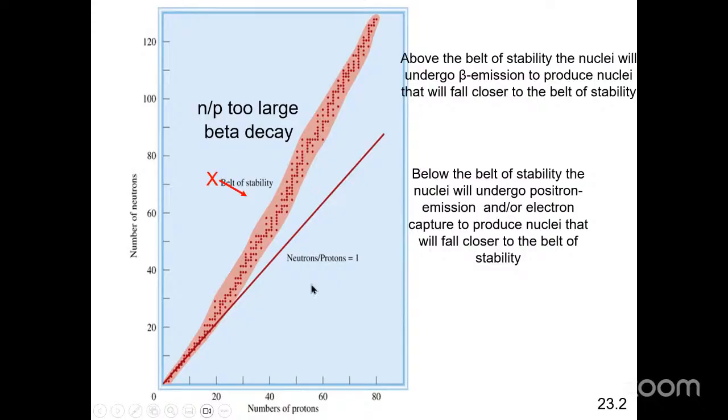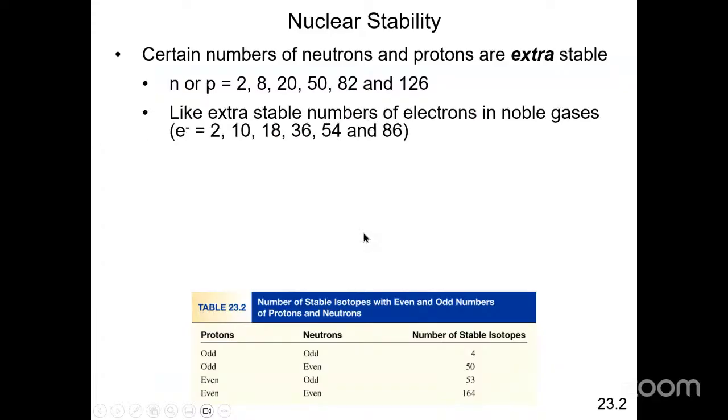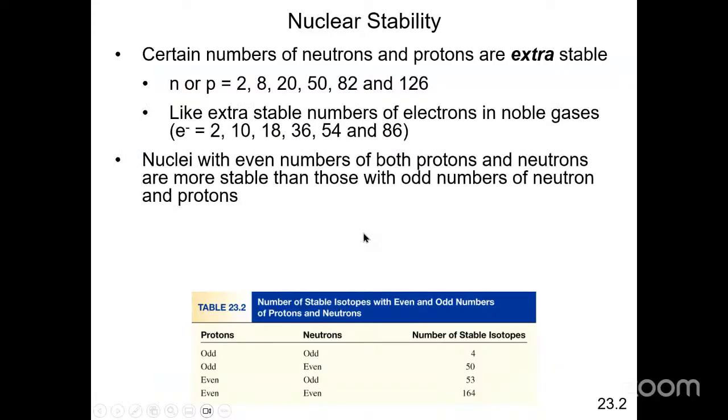And if the number of neutrons to protons is too large, or too small, then basically they will carry out some sort of decay in order to achieve a product which would fall within this belt of stability, right? So these are basically some things that were observed in terms of which nuclei would be stable.